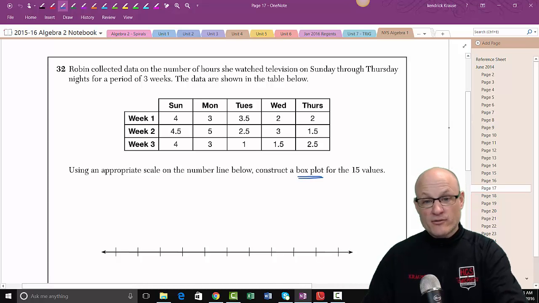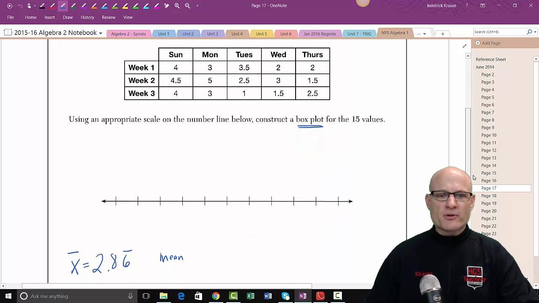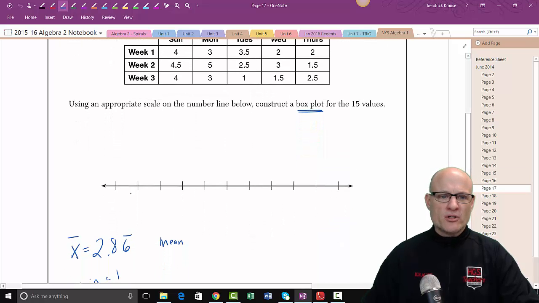Yeah, all right, 1, 2, 3. It's weird it came out to be 1, 2, 3, 4, 5. I think they were trying to trick you. I need to come up with an appropriate scale on this box and whisker. So I got to get the 5. So if I just call this 0, 1, 2, 3, 4, 5, 6, 7, 8, 9, 10.